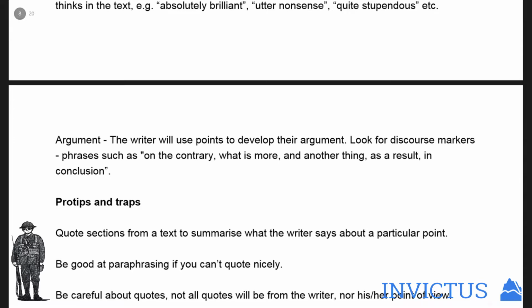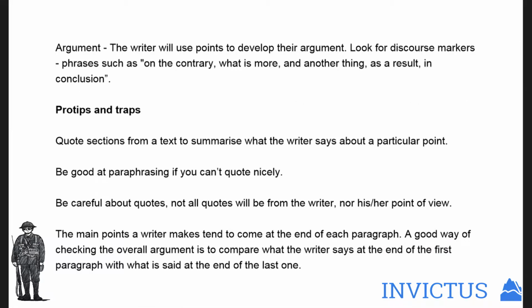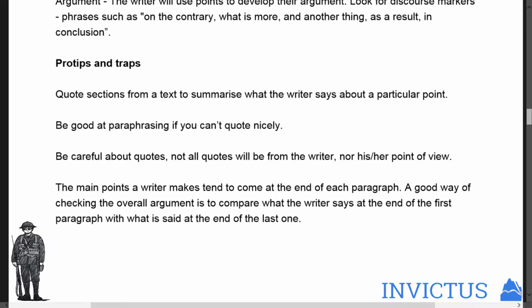And of course the argument. Look for discourse markers, like on the contrary, what is more, another thing, because that hints which side the writer is trying to argue on. But it should be obvious to you anyway by the title and the diction. So, pro tips and traps.